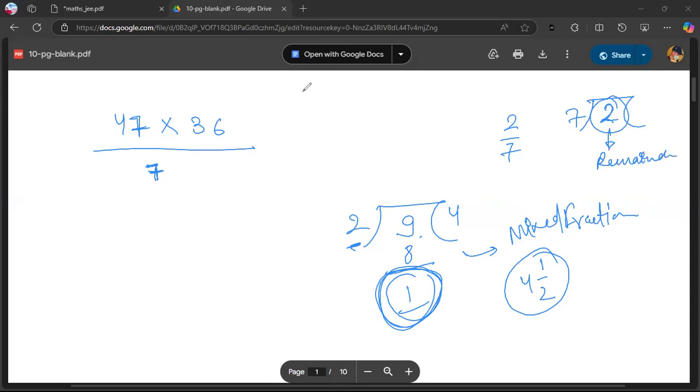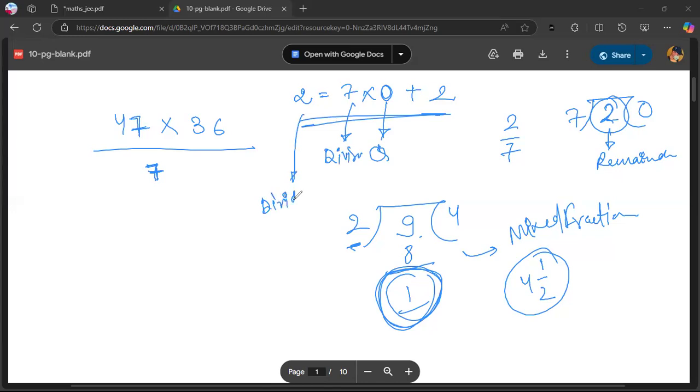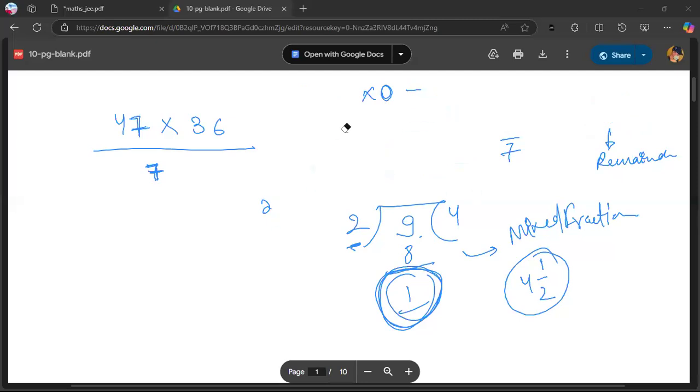So what is the dividend here? 2. What is the quotient here? 0, right? What was the remainder here? 2. So is it satisfying? Yes, sir. The quotient is 0, this is the divisor, this is the dividend, and this is our remainder. Okay. So now let's apply the same logic, same analogy, on our bigger sum.